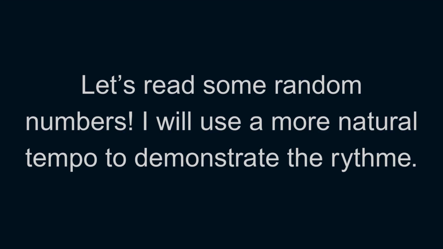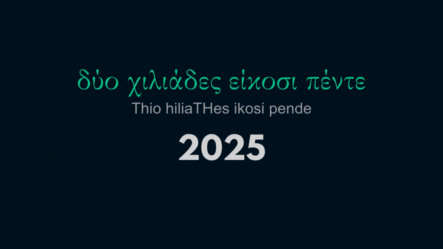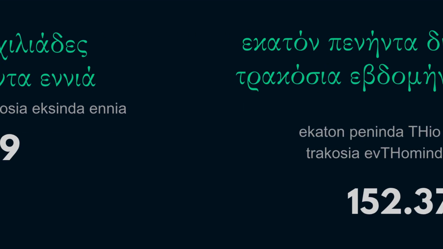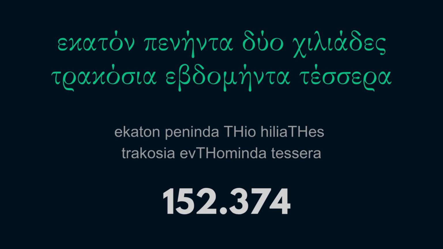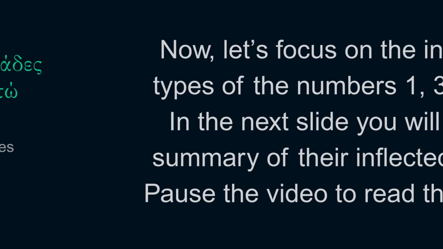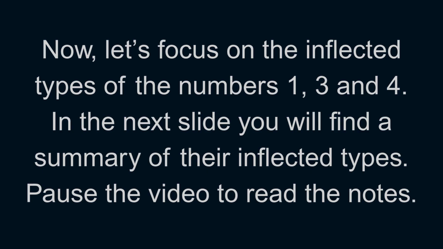I will use a more natural tempo to demonstrate a rhythm. 2025, 35.769, 152.374, 2.415.678. Now let's focus on the inflected types of the numbers 1, 3, and 4.